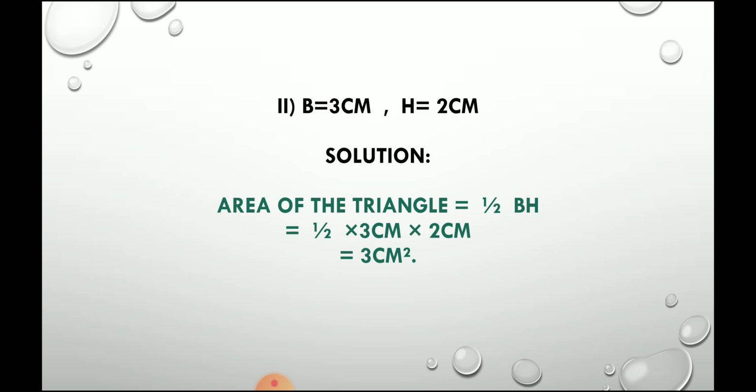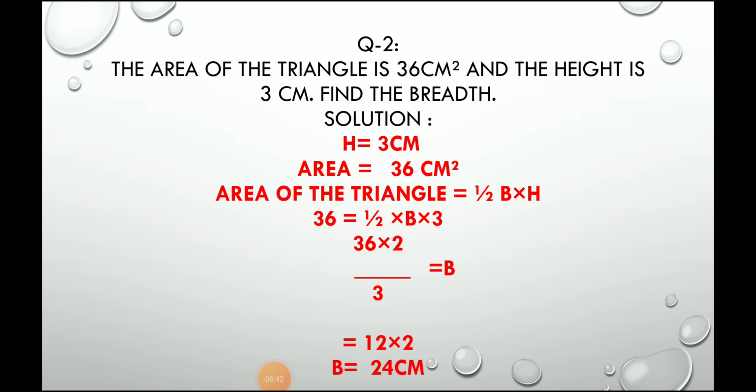See the second one, area of the triangle is half B H, the B value is 3, then the value of H is 2 centimeter. So the 2 will be cancelled. The remaining is 3. So 3 centimeter square. Okay, see the next question.